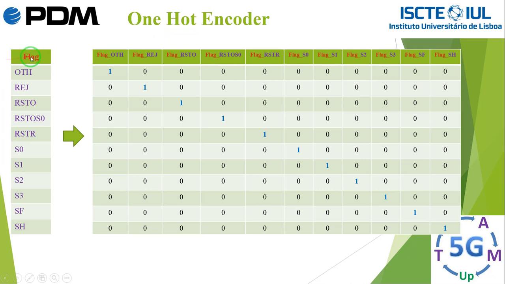So you can see the flag feature contains 11 unique values. So we convert each of these unique values into a new numerical feature. And if, in our sample, the value of the flag feature is equal to, for example, OTH, we put 1 for OTH and 0 for the rest. And according to this table, we create the new numerical features for the flag feature.